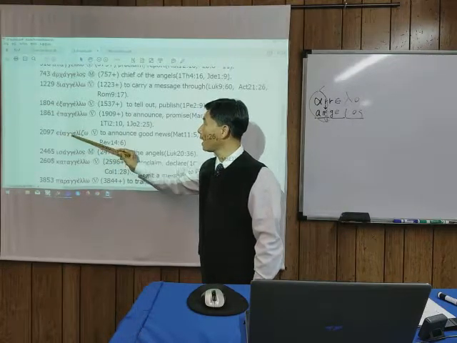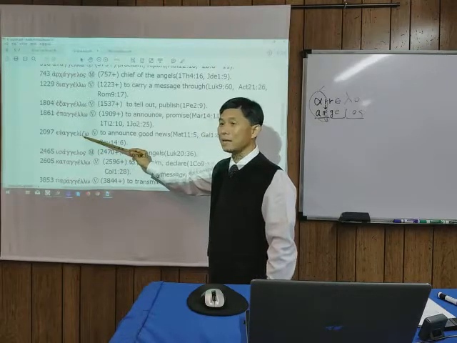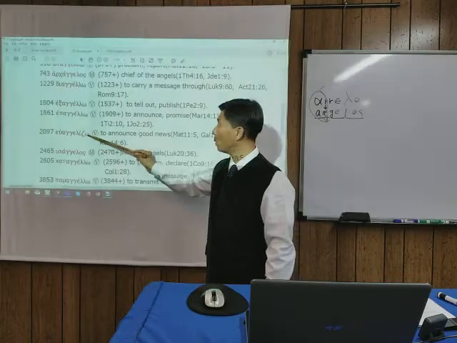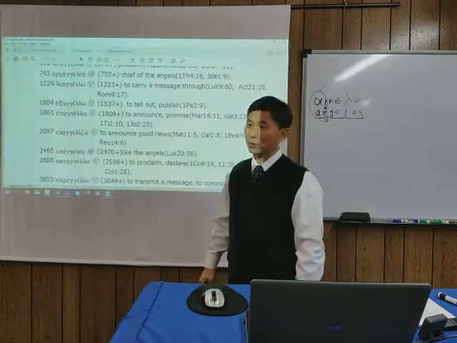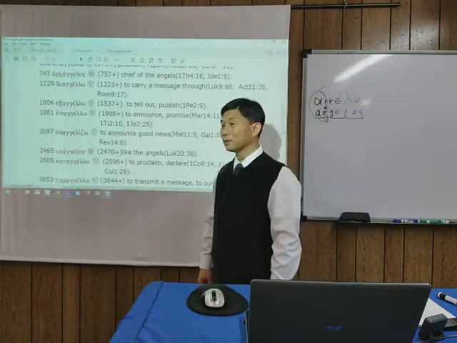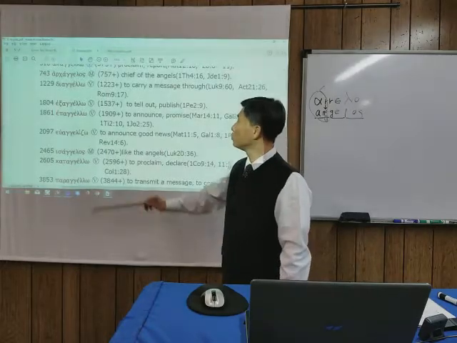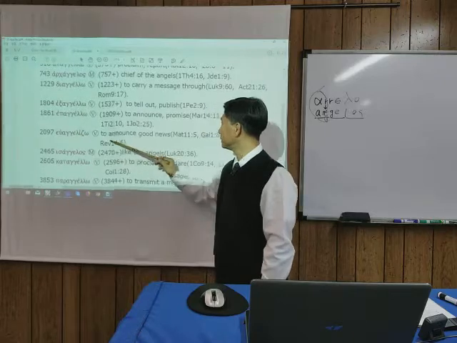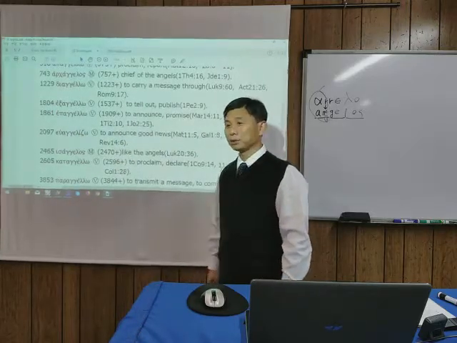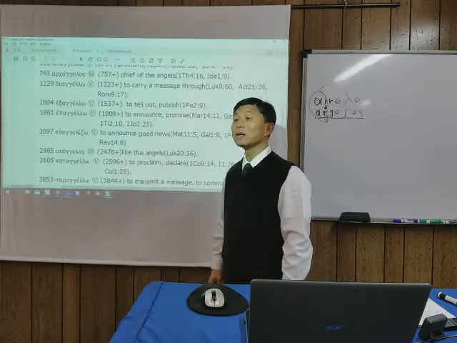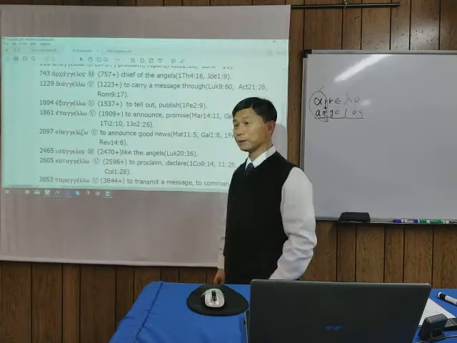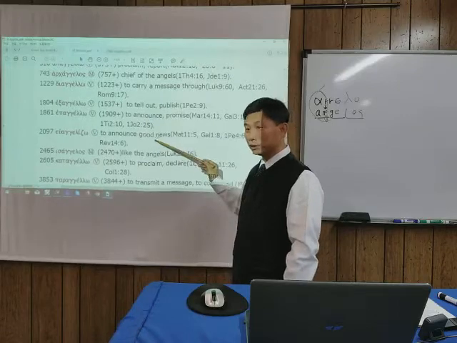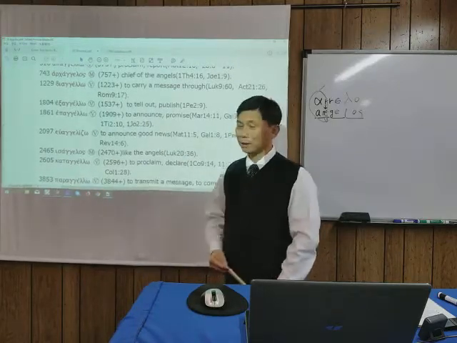Euangelion. Euangelizo. Zeta, omega, right? Zo. So, euangelizo. Euangelizo. Eu means well, good, which means good news, good message. So, the English Bible translates euangelizo as gospel. Preaching the gospel, announce the gospel. So, announce the gospel, announce good news. Okay, next one.